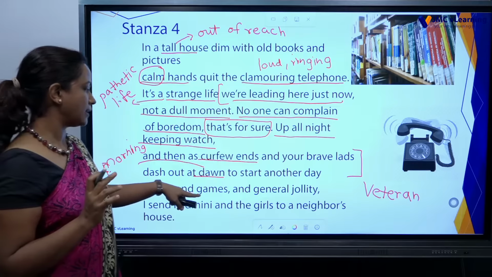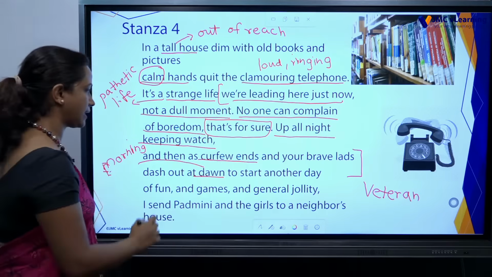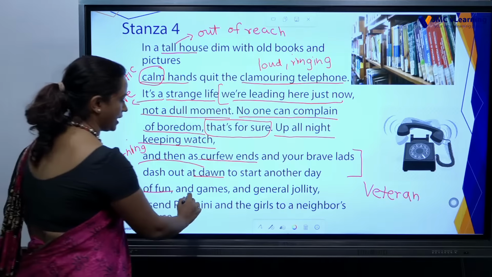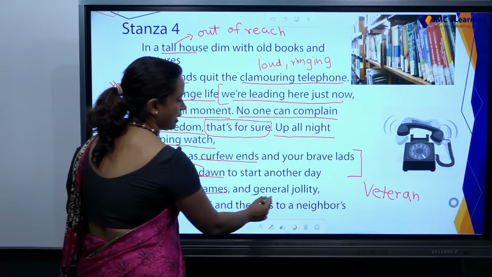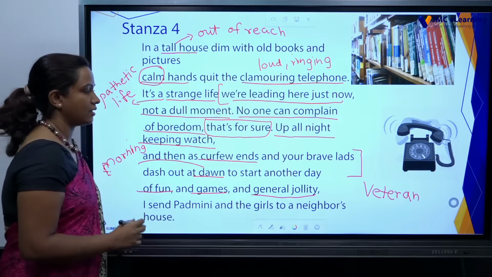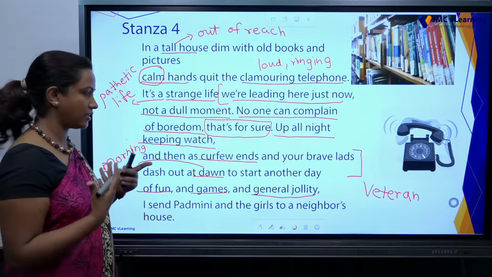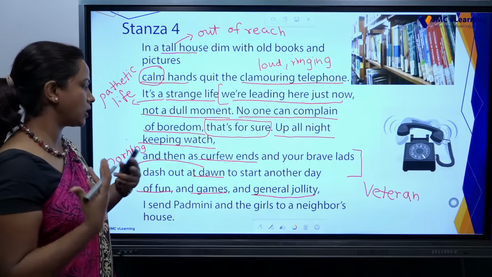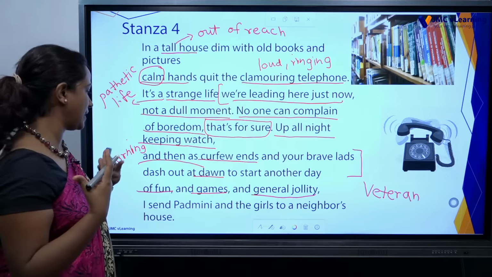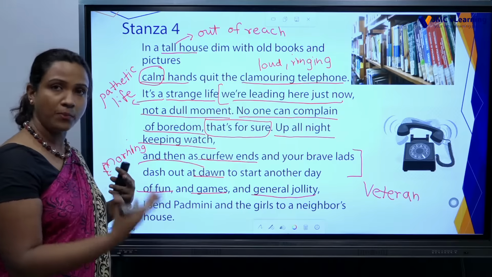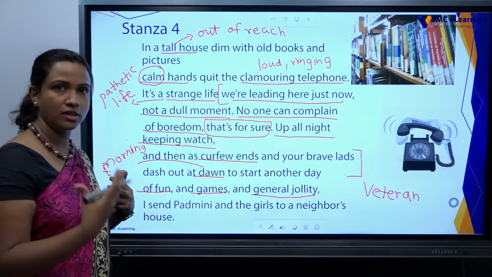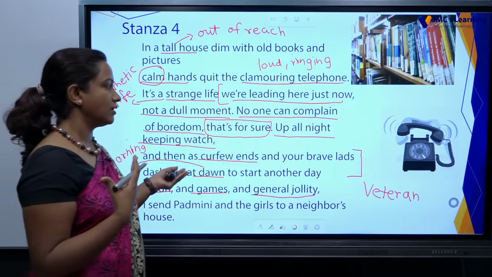Of fun and games and general joys. They can have fun and they can play games and they can have a jolly good time with others. So who can have a jolly good time and play games and have fun? Those who are in power, not everyone. Others are actually having a pathetic life.